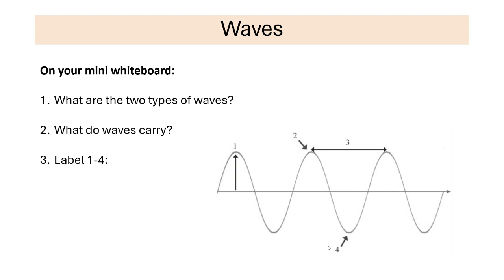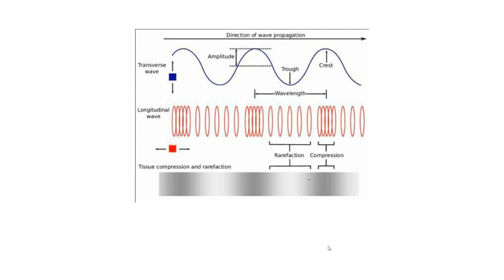All right, welcome back. So the two types of waves are transverse and longitudinal. A transverse wave is like the wave we have in water or light. The oscillation is perpendicular to the direction of the wave. So the wave is going from left to right, but the water particles, for example, are going to move up and down, perpendicular to it.